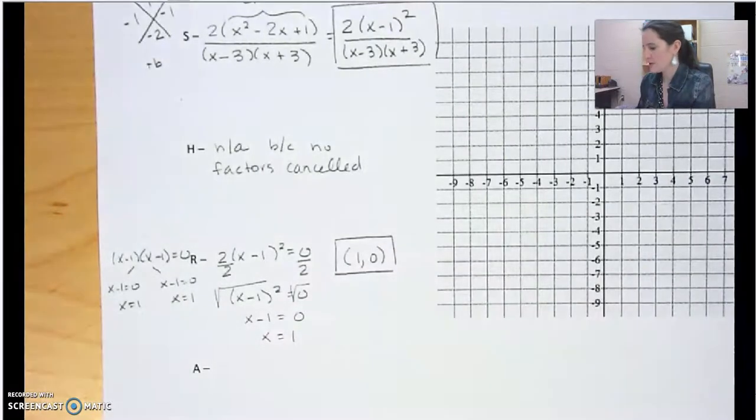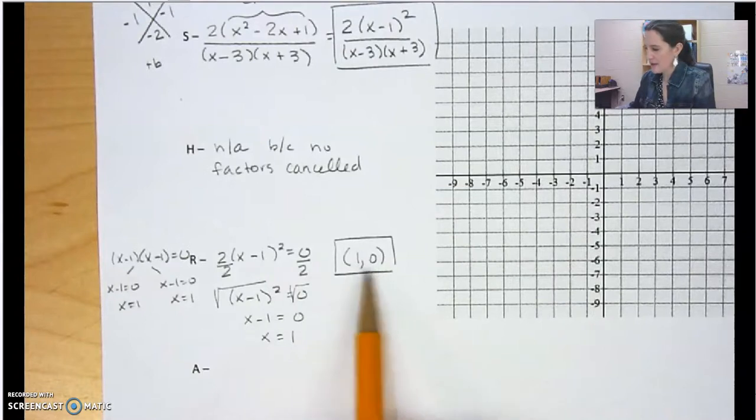Or a double root. Okay, and we wrote it as a point, right? X is 1 when y is 0. This is your x-intercept, so the y value is going to be 0.